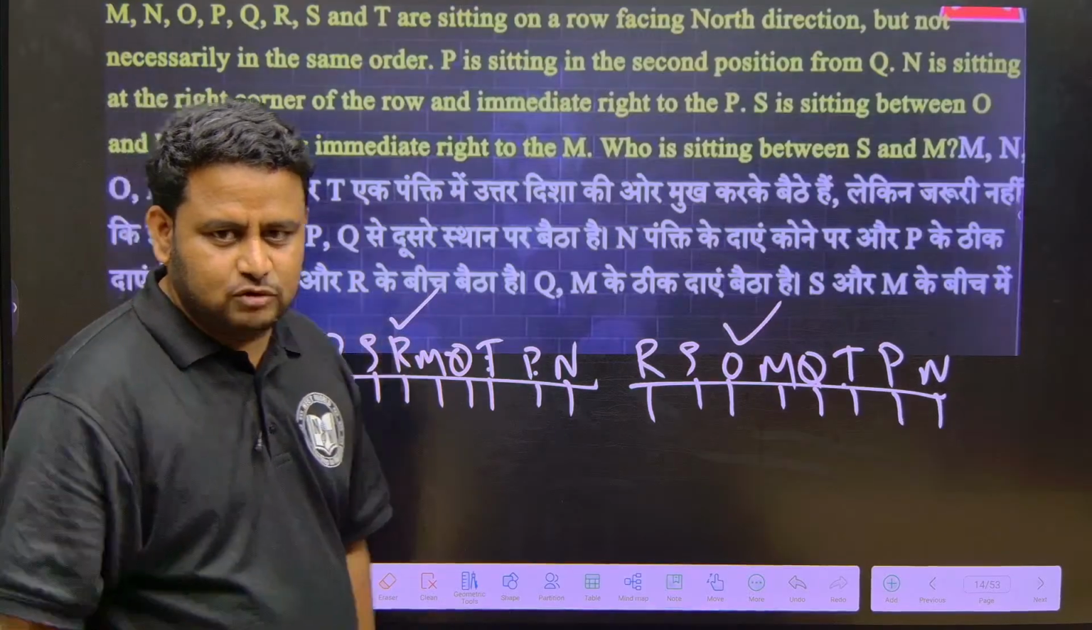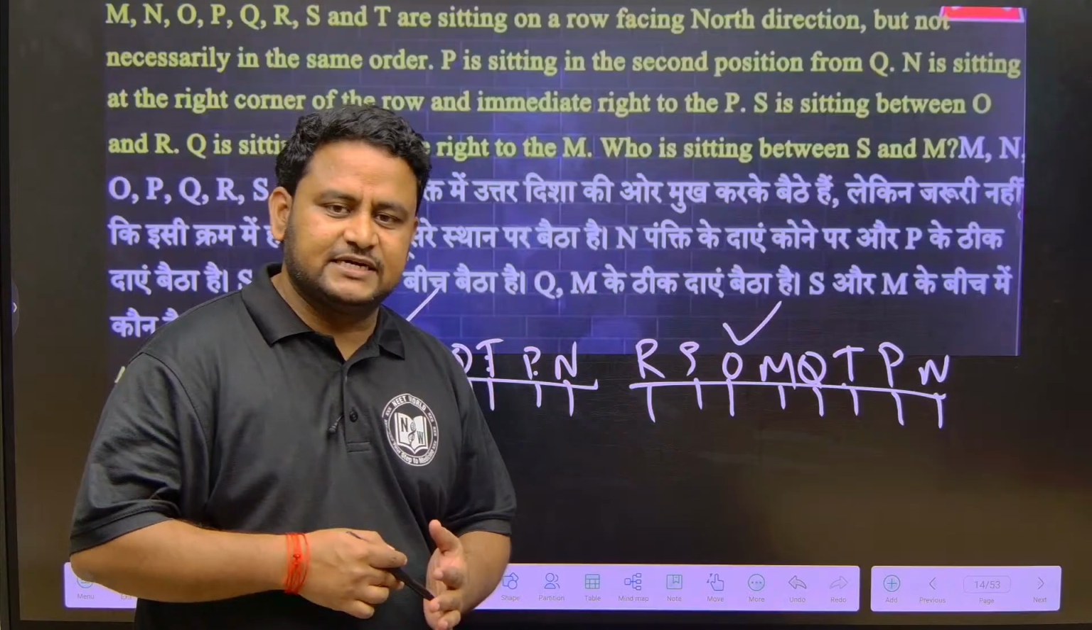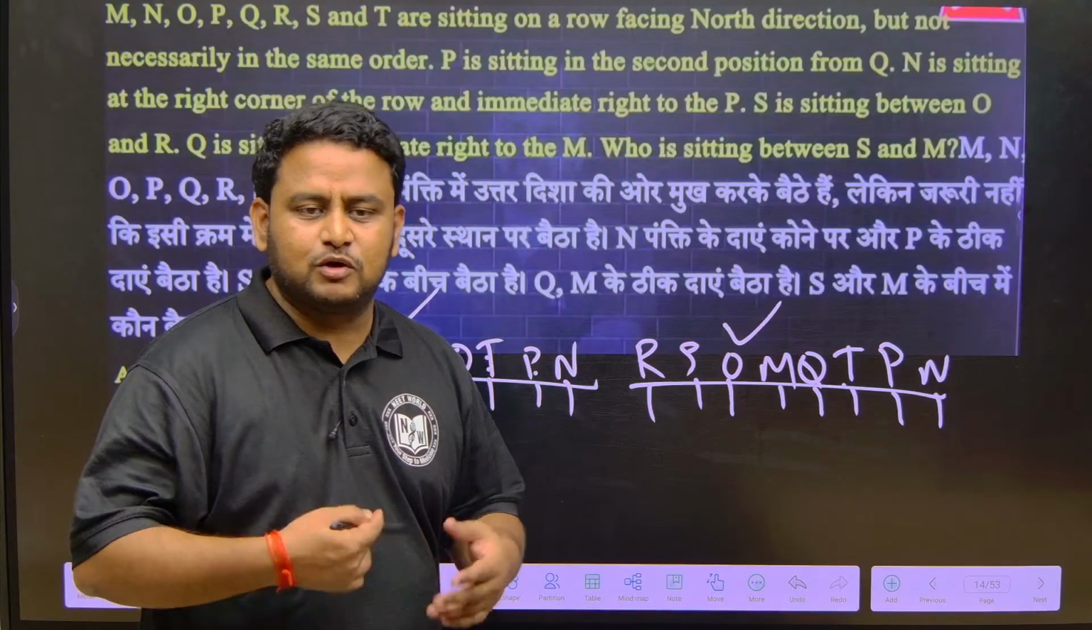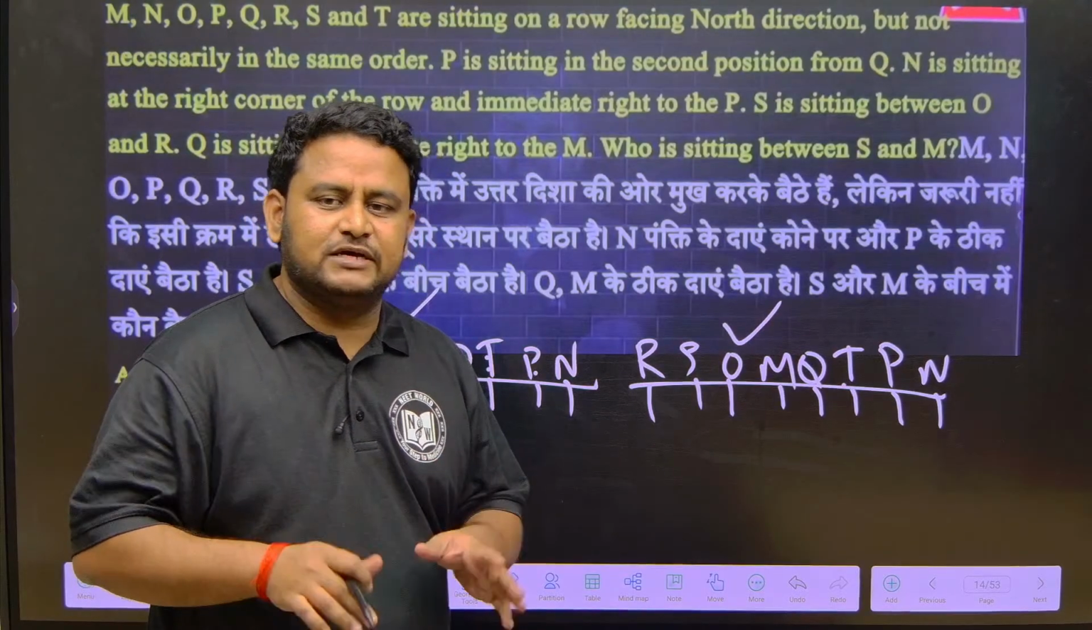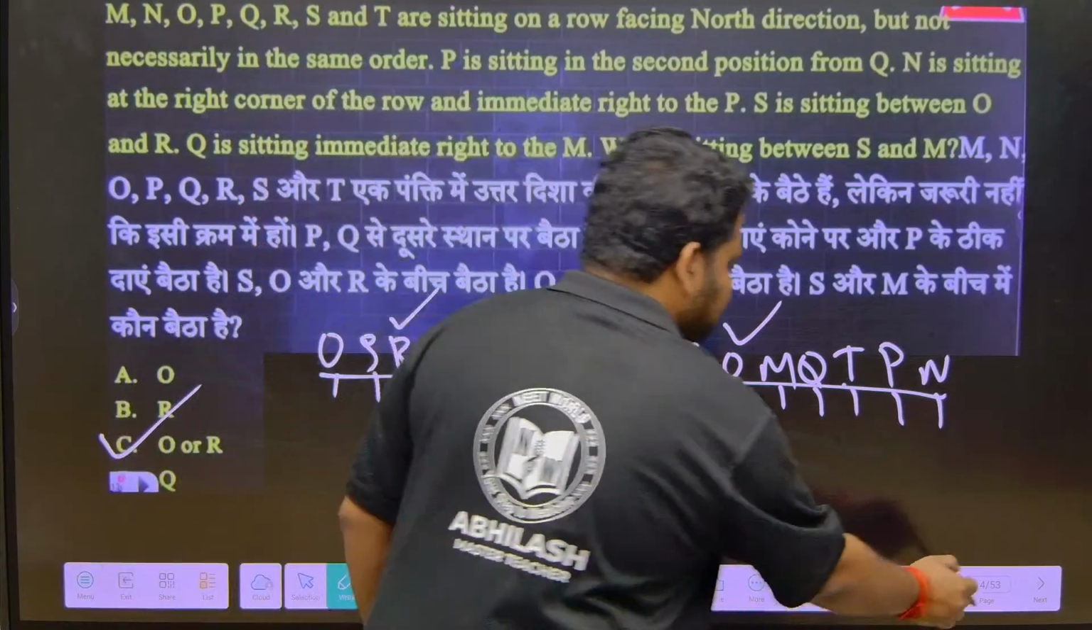So one more question we will do, and then we will wind up. After that, in the next class, we will be having seating arrangement part 2. We will be doing even more complex questions. Mostly we will be doing circular arrangement. Till now we have done linear arrangement mostly. We will do one more question of linear arrangement.